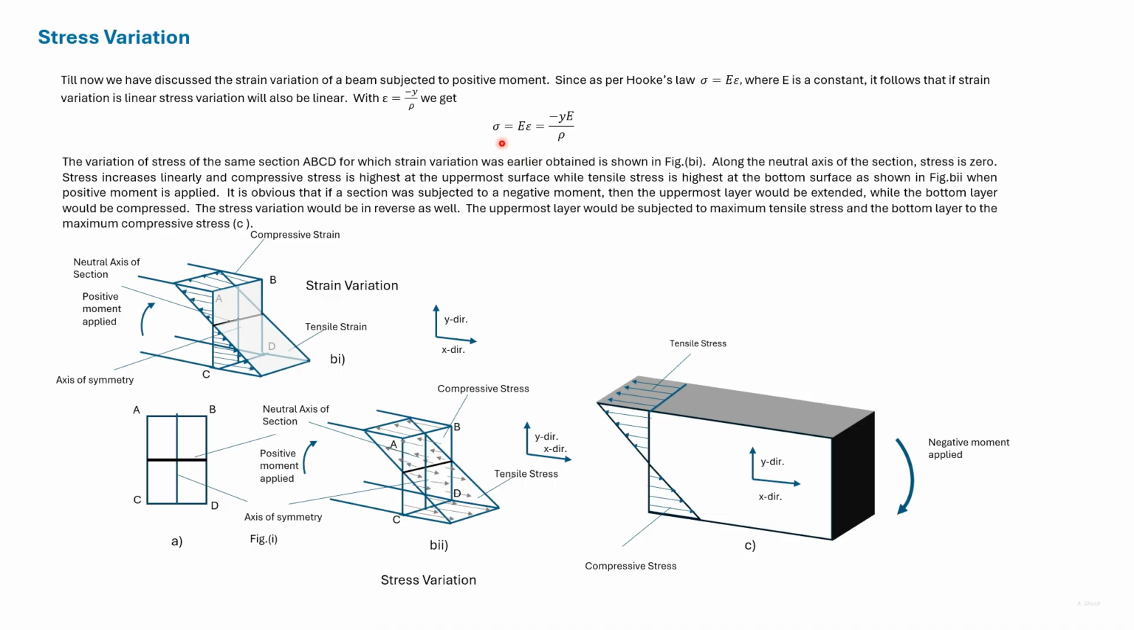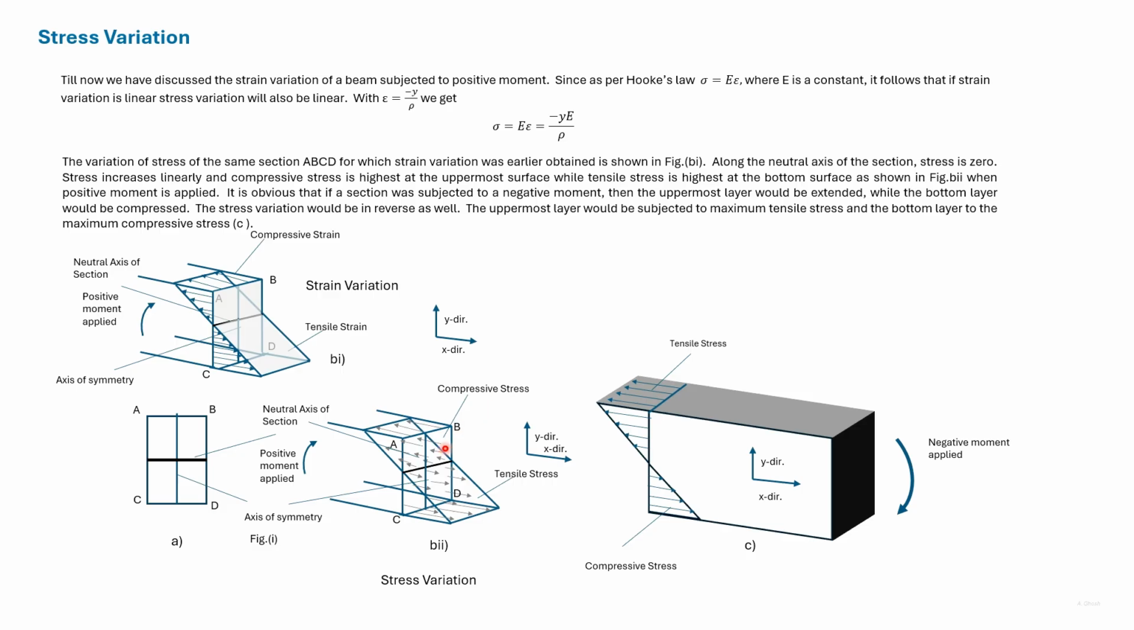Now to find the stress, we multiply strain by the Young's modulus and we get stress as minus y into E divided by rho. The stress on a circular bar subjected to torque was found in a similar way. The variation of stress, therefore, is similar to strain. However, the magnitude here is multiplied by the Young's modulus, so it's quite larger.